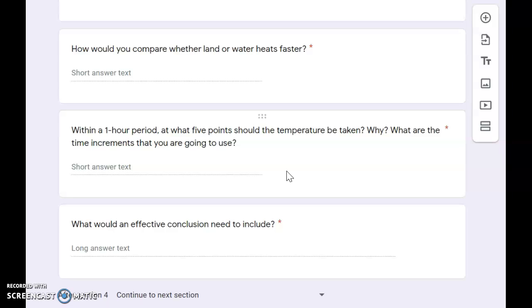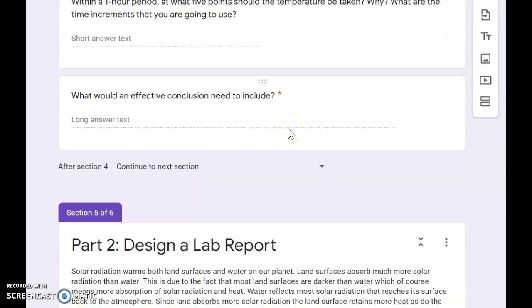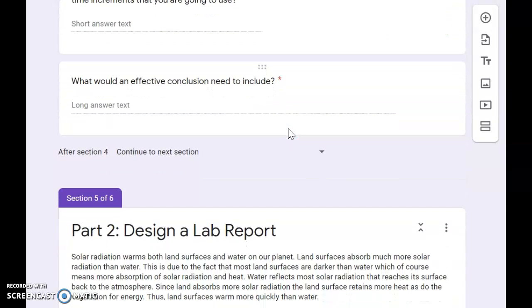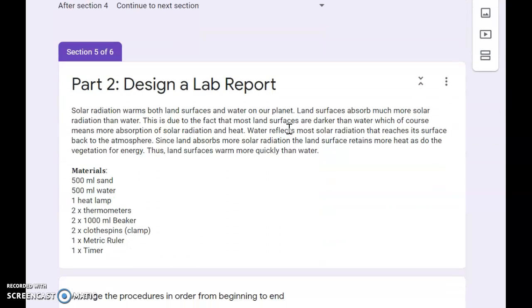And within a 1 hour period, at what 5 points should the temperature be taken? Why? And what are the time increments that you are going to use? Keep in mind you will need an initial temperature check prior to starting the timer. So this would be at your 0-minute time. What would an effective conclusion need to include? This information can come from the lessons and your scientific method video.